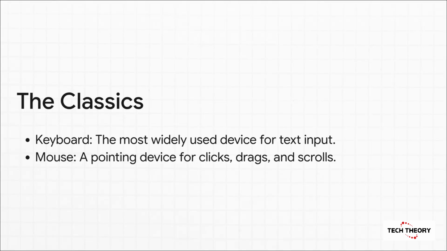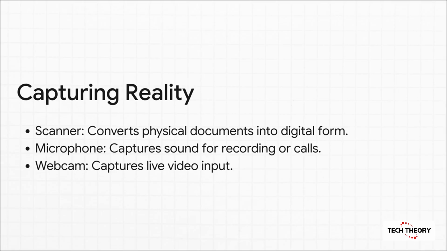Let's start with the absolute classics, the ones that pretty much all of us use every single day. The keyboard, for typing out our thoughts, and the mouse for pointing, clicking, and navigating around. These are really the bread and butter of how we command our computers. But what if you want to bring something from the real world into the digital world? That's where these guys come in. A scanner can take a physical photo and turn it into a file. A microphone captures your voice. A webcam captures, well, you. These devices are basically the eyes and ears of the computer.